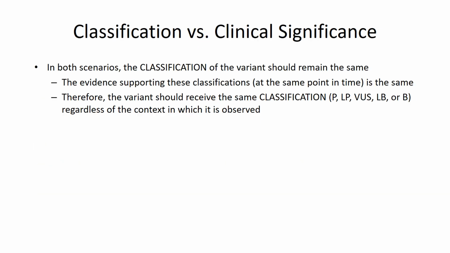In both scenarios, the classification of the variant should remain the same. The evidence supporting these classifications at the same point in time is the same. Therefore, the variant should receive the same classification, regardless of the context in which it was observed.